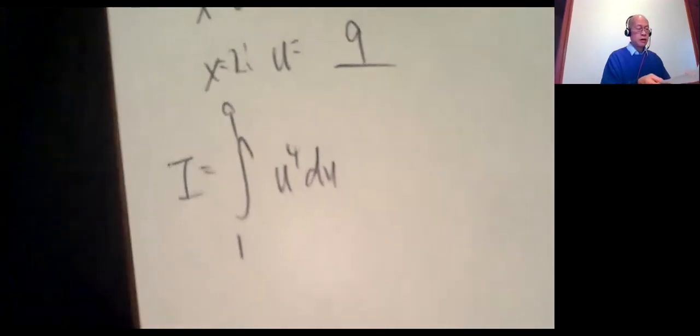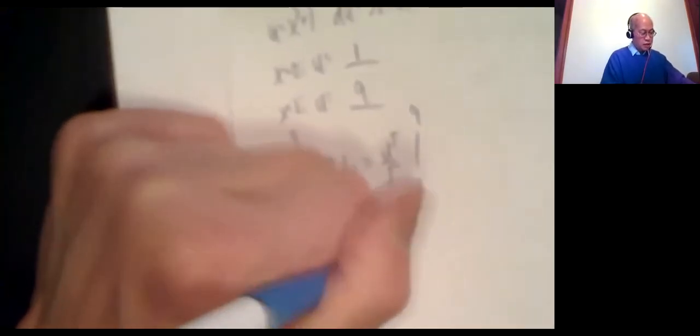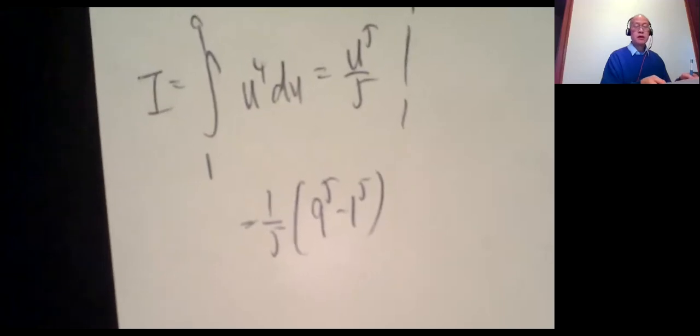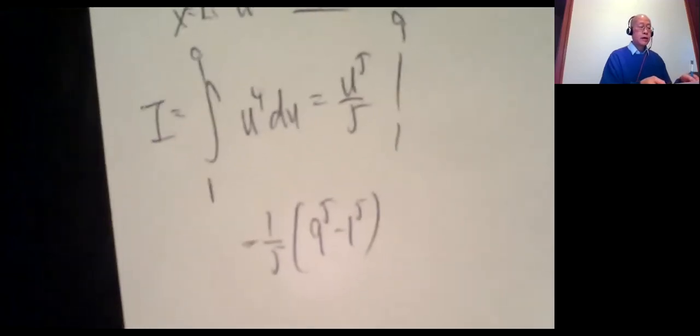I can see the numbers aren't going to come out nice, but that's all right. u to the 5th over 5 from 1 to 9, which is 1/5 of 9 to the 5th minus 1 to the 5th. And I'll just leave it there. I don't care what 9 to the 5th power is, but you get the idea. So you all remember doing stuff like that, right? Now here's the whole idea.